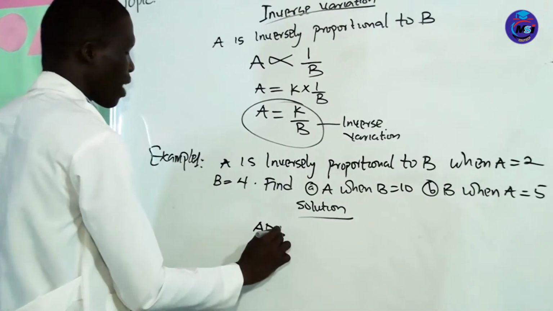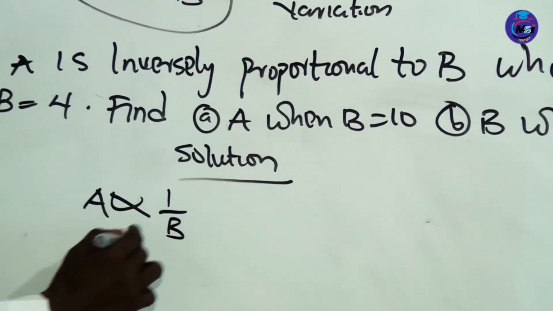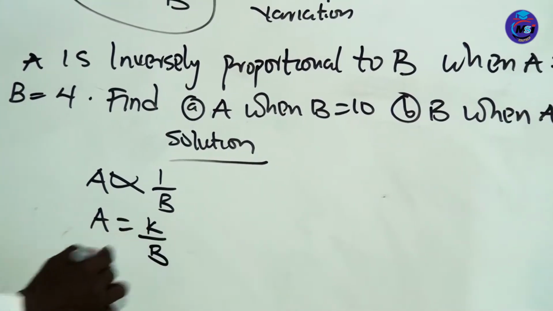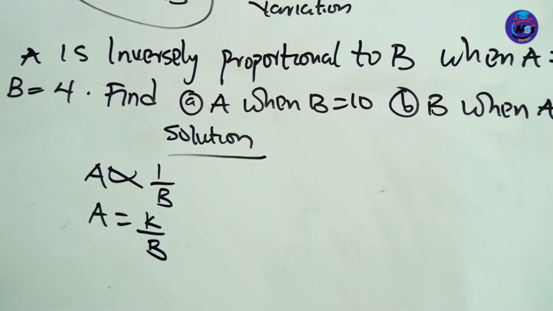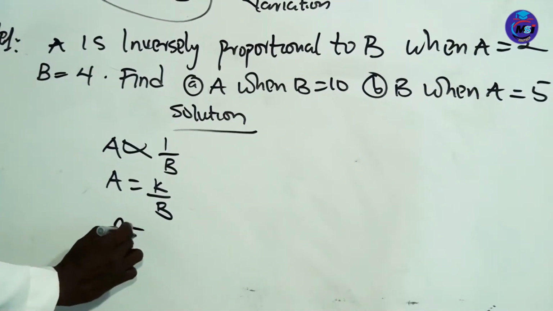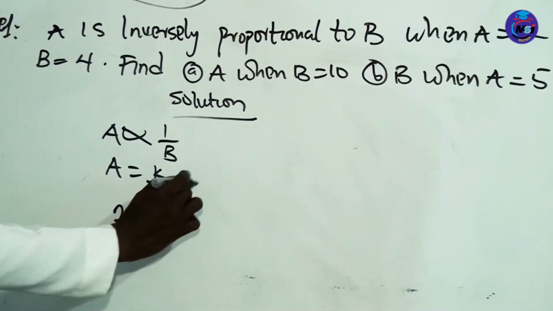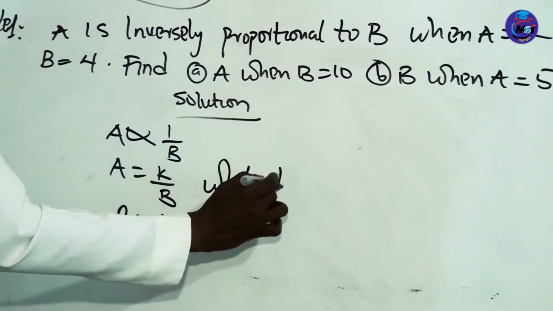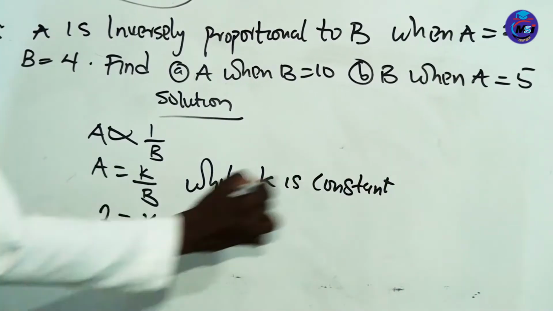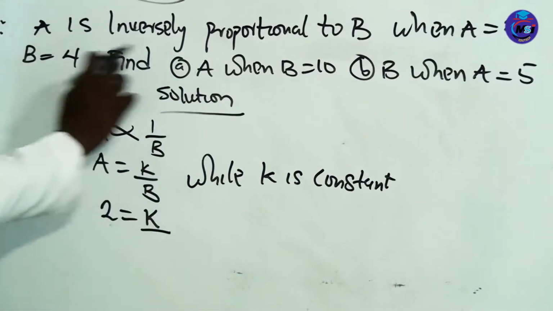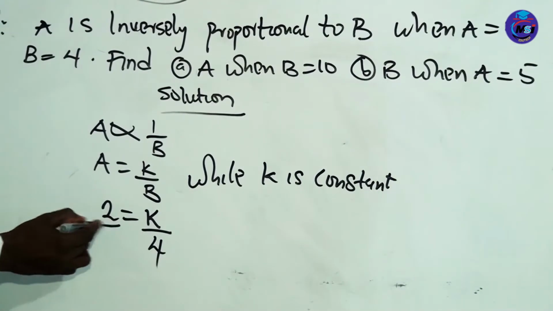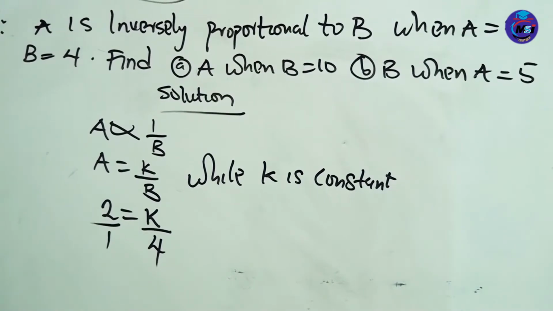A inversely as B. A equals K all over B. Now from here, the value of our A is 2. Replace this with 2. K is not known, because K is constant. Now B is given to us as 4. So this is a whole number. Divide it by 1 to make it a fraction.